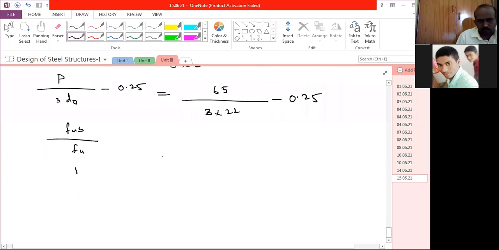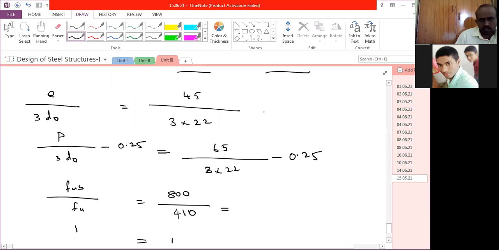Okay. So fub value, how much? Here 800 divided by fu value, how much? 410. So what is the value? 1. So which is the least value we will consider as kb. Now you tell me the first one, answer.